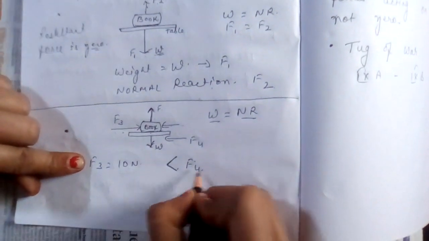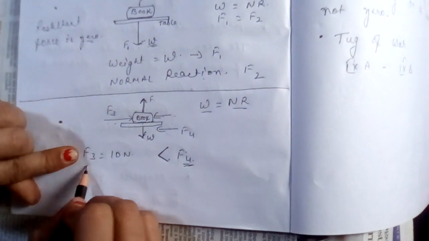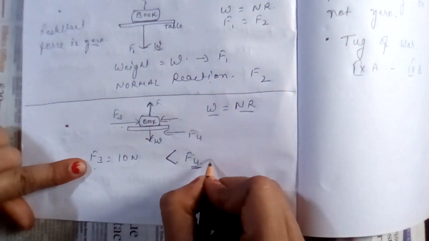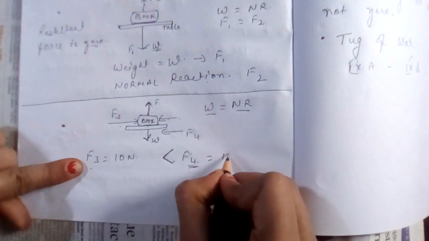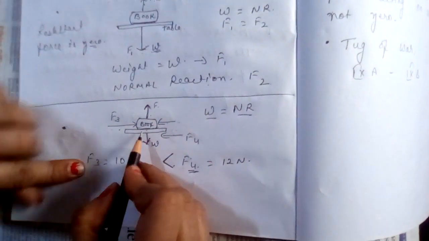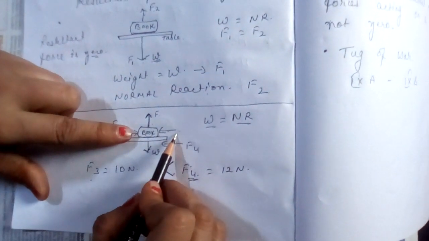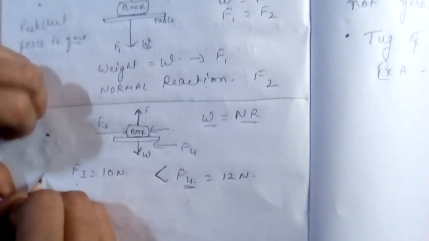So if F4 is greater than the applied force, let us take it as 12 Newton, then what will happen? The book will stop. It will not move. But this is case 1.